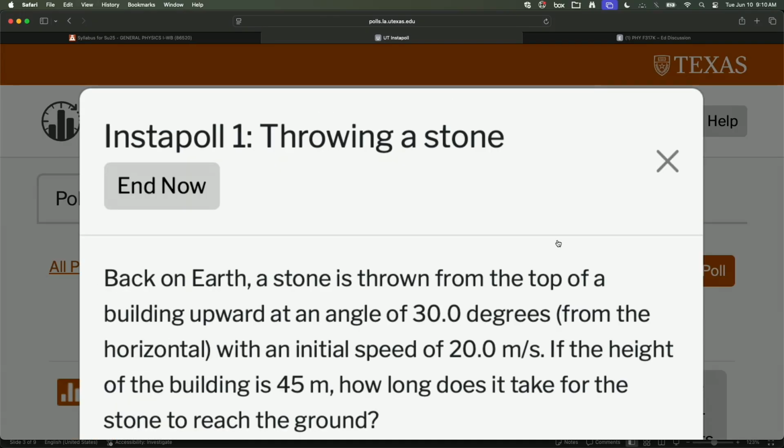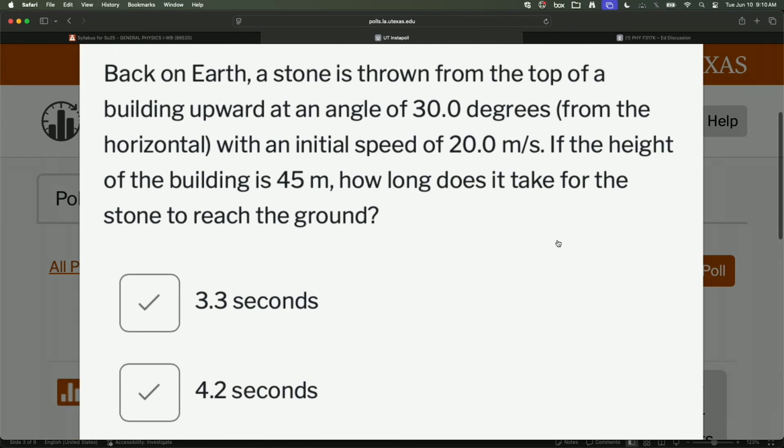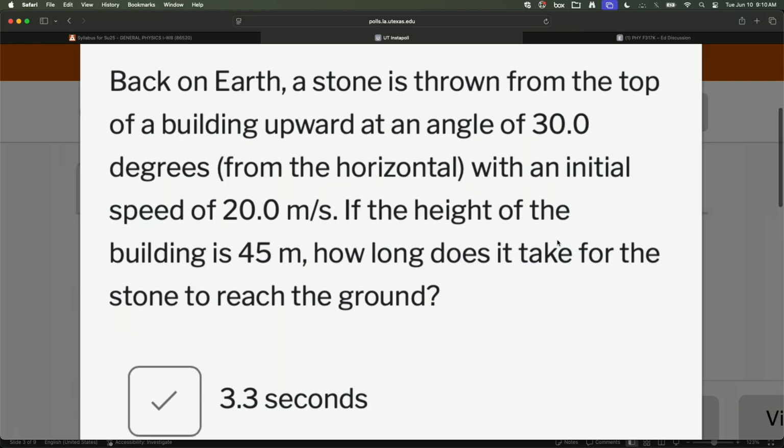Okay, so we talked about playing golf on the moon, so let's talk about being back on Earth. There's a stone that is thrown from the top of a building. So take a look at this problem. Don't forget, draw a picture first, right? Identify what you already know.